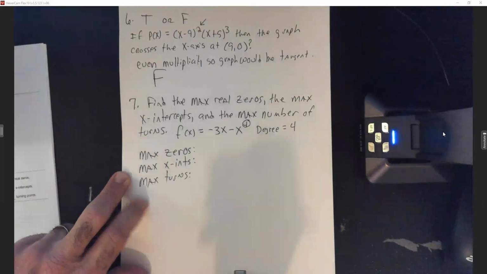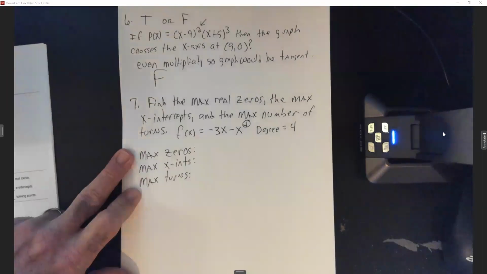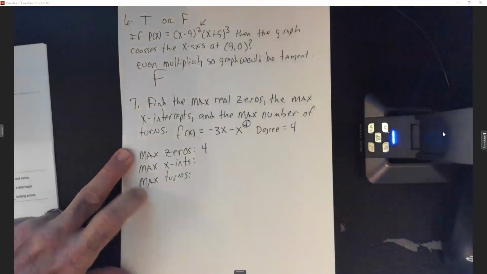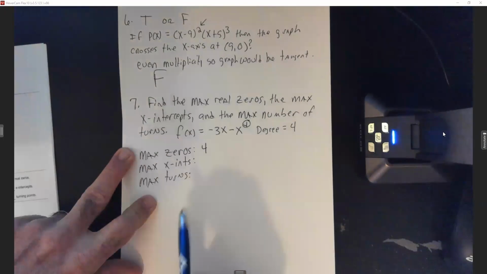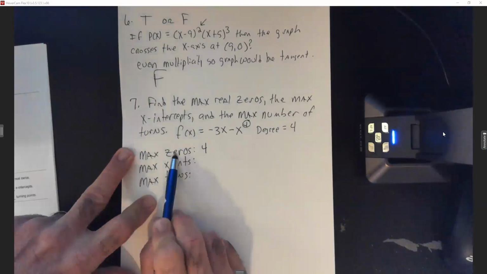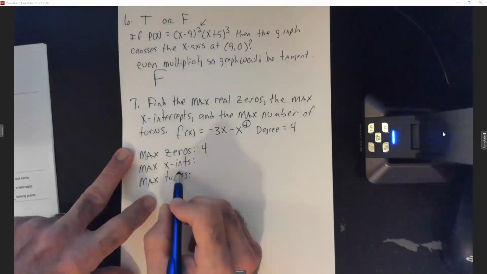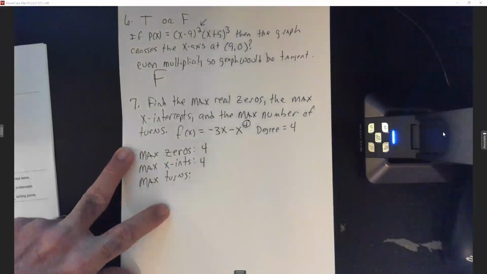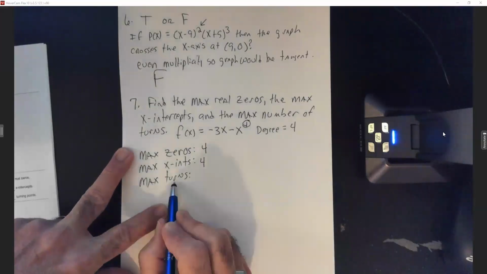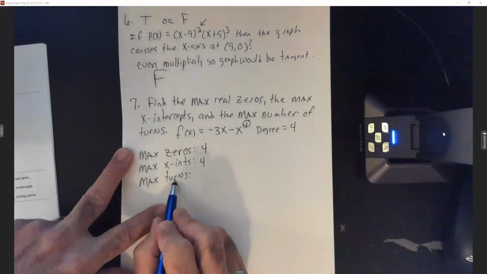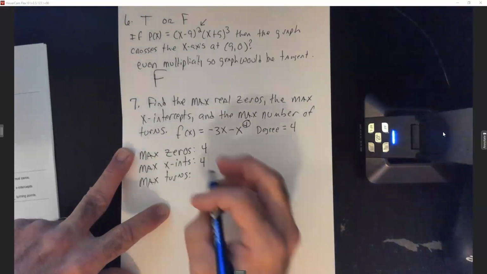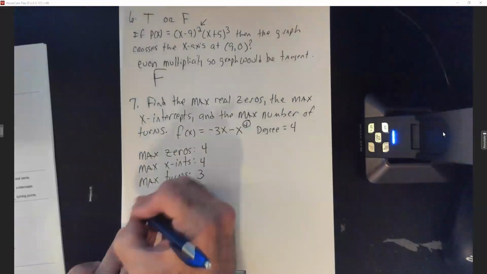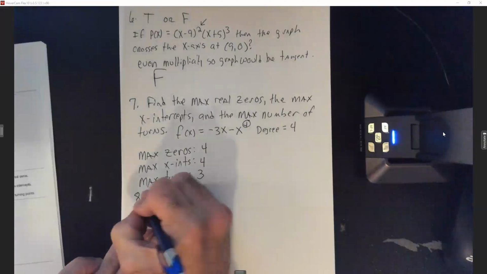Well, the maximum number of zeros equals that degree. So since that's a degree 4, the maximum number of zeros would be 4. Now, since x-intercepts and zeros are the same thing, basically, that means the maximum number of x-intercepts is also equal to the degree, which is 4. So now the only one that's different on this is the maximum turns. The turns is the degree minus 1. So 4 minus 1 would give me 3. And y'all, that was it on that one. So number 8, sketch the graph.